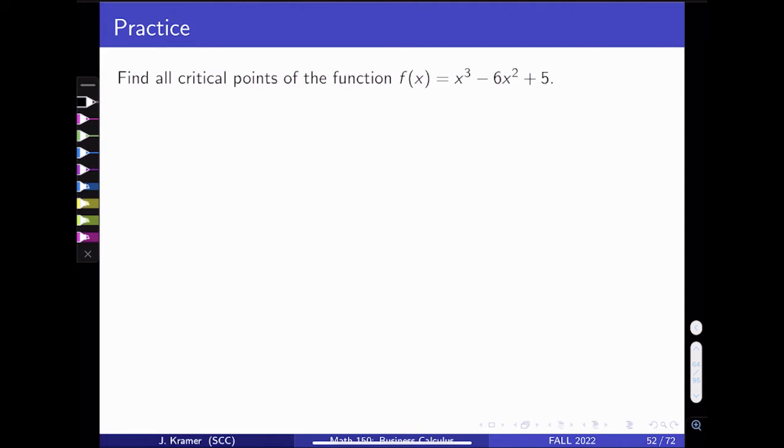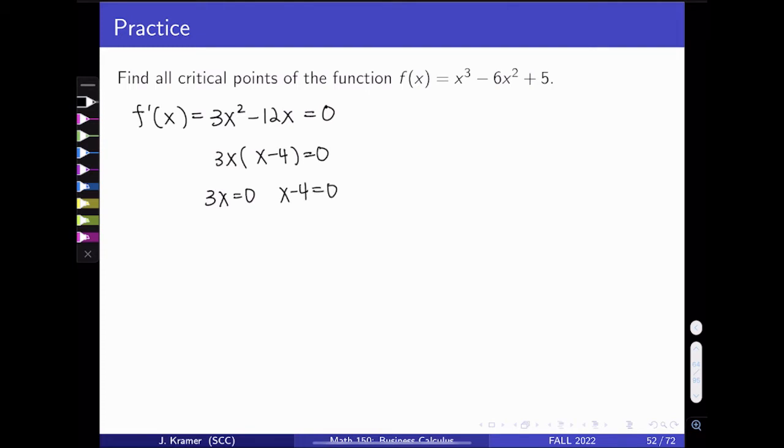So let's take a look at the derivative of f using the power rule and the sum and difference rule of derivatives. So we'll have 3x squared minus 12x plus 0. And to find the critical numbers, we'll set the first derivative equal to 0 and solve. We can factor out 3x, and we're left with x minus 4 equals 0. By the zero product property, we have 3x equals 0 and x minus 4 equals 0, giving us the critical numbers of x equals 0 and x equals 4.